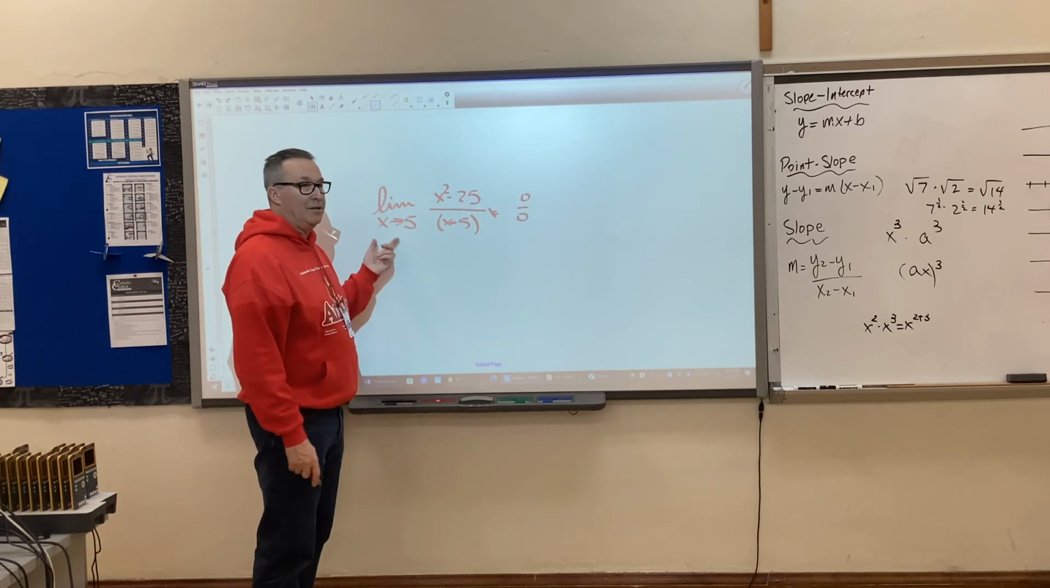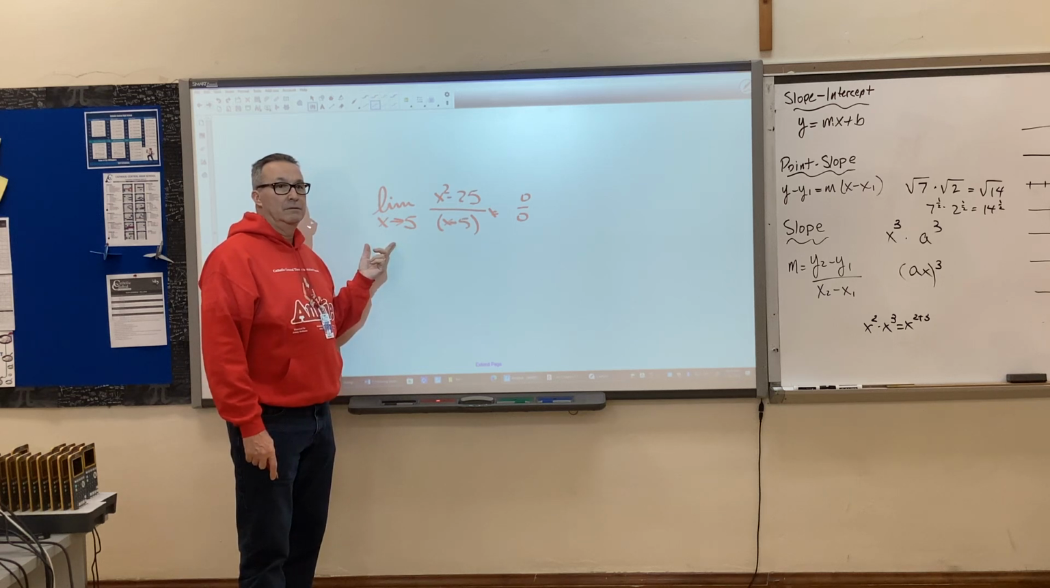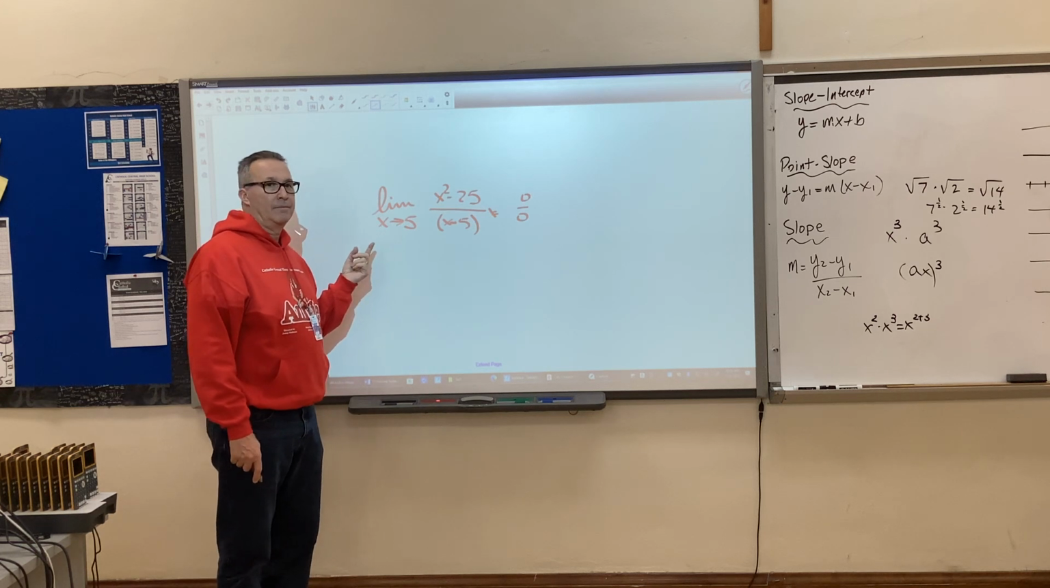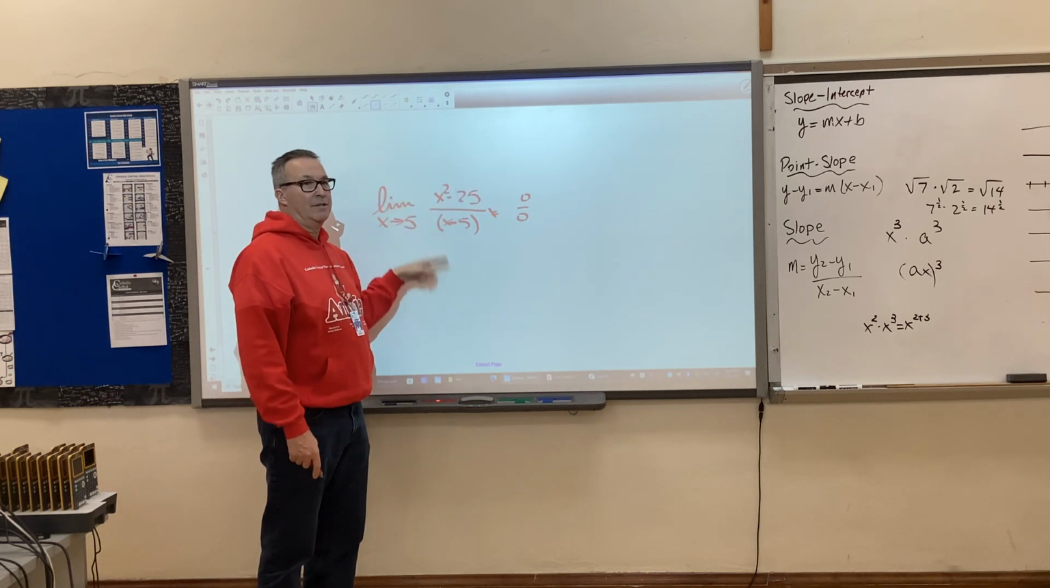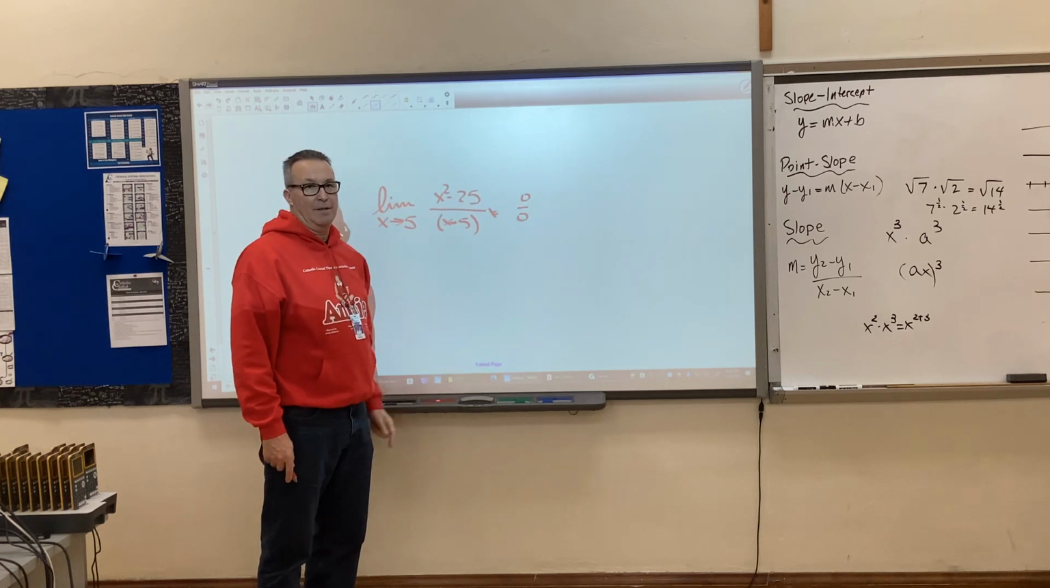Do you guys know what the answer to this is before I do L'Hopital's rule? It's 10. Right, because you can factor this into x minus 5 and x plus 5. Cancel the x minus 5s, plug in 5, 5 plus 5 is 10, so it's 10. That's what we're going to get.